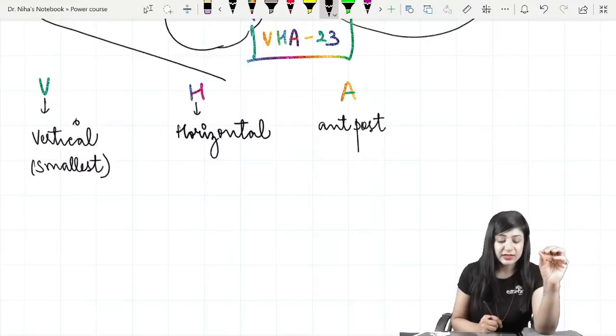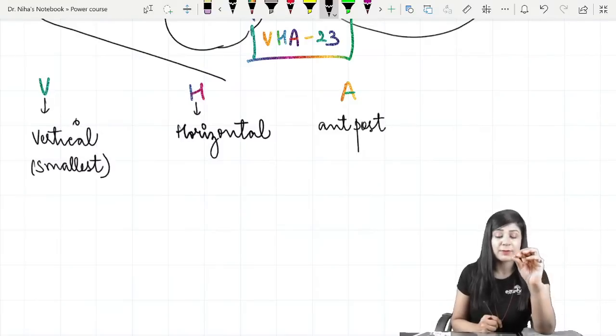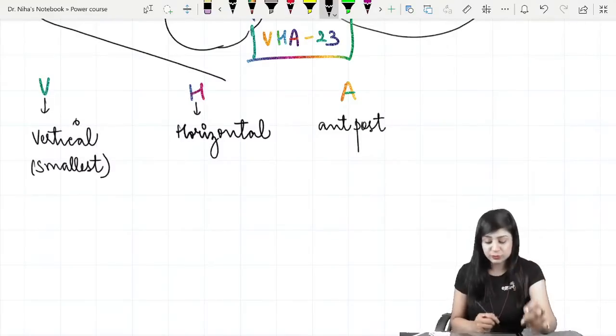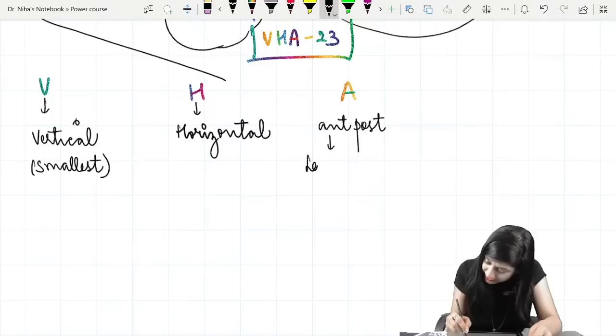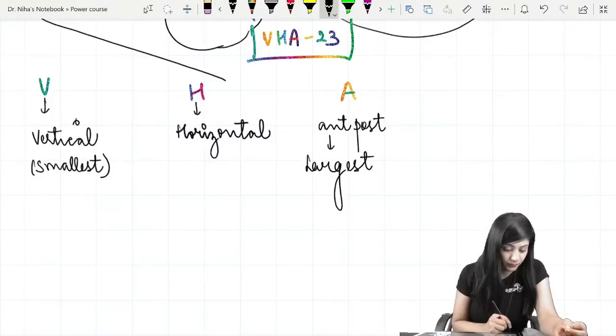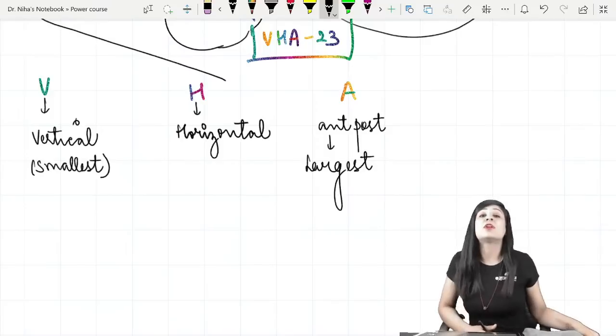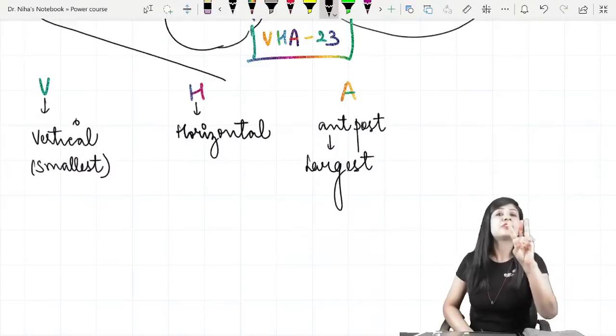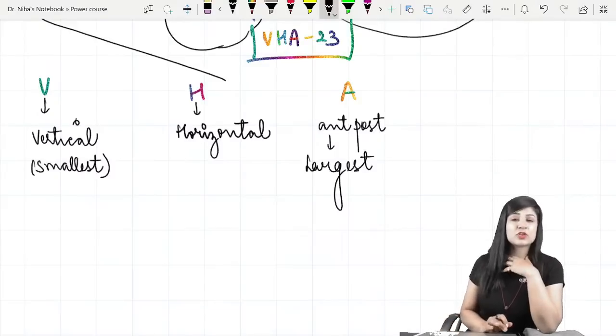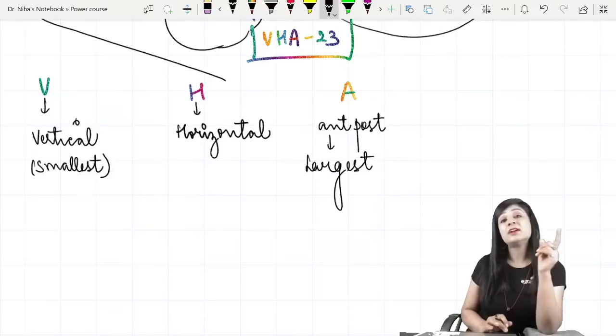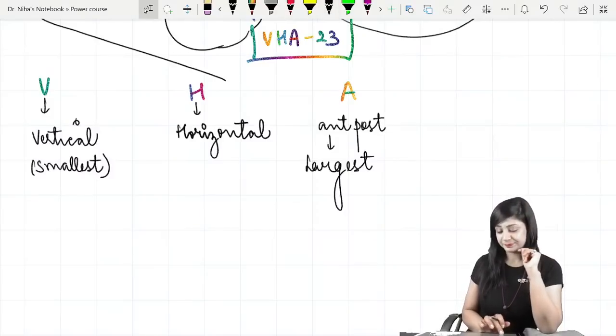So we have vertical, horizontal and anteroposterior. So this will be the largest here. No MK. Don't derive it like this. All the structures are not coming from zonules. We are talking only about the vitreous, which are of 3 types. Only the vitreous is coming from this.